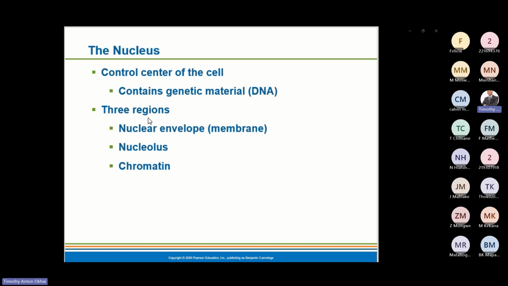So in a nucleus, you have three regions. You have the nuclear envelope or membrane, which forms the outer boundary of the nucleus. Then right inside the nucleus, in the core of the nucleus, you have the nucleolus. Then we also have chromatins, which play a role during cell division. The nuclear membrane contains a jelly-like fluid called nucleoplasm, in which other structures float.